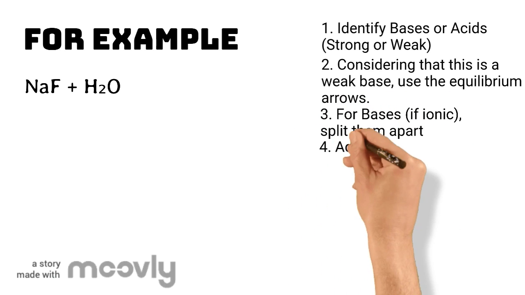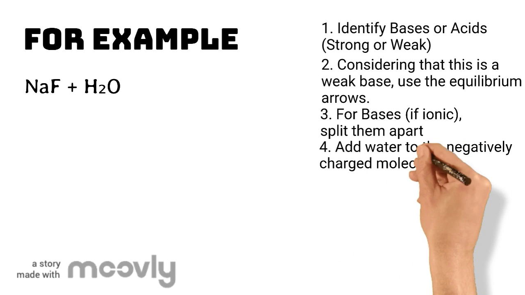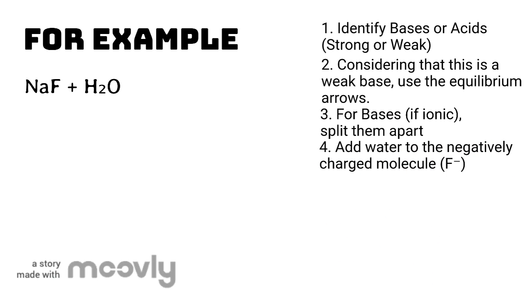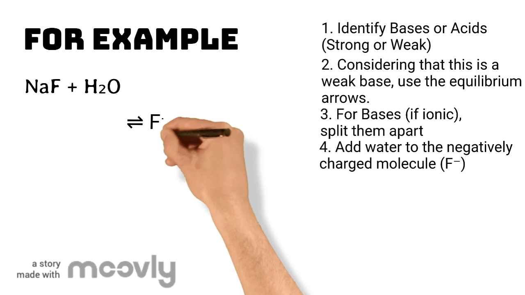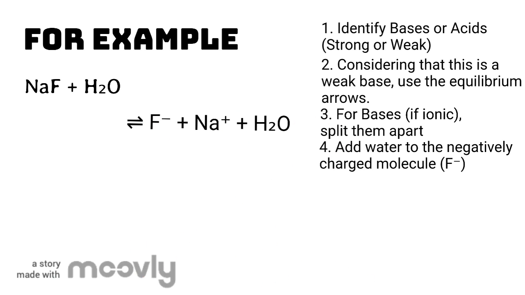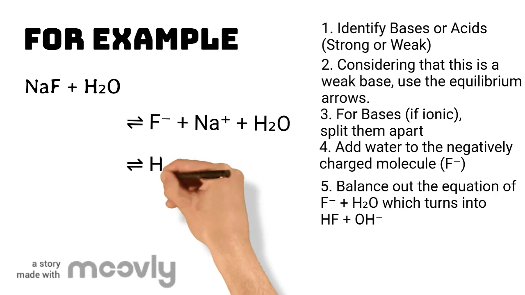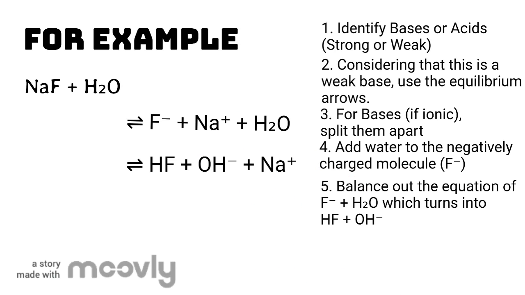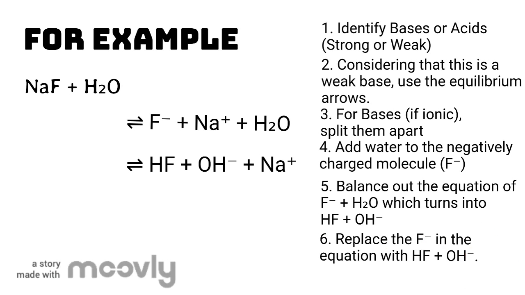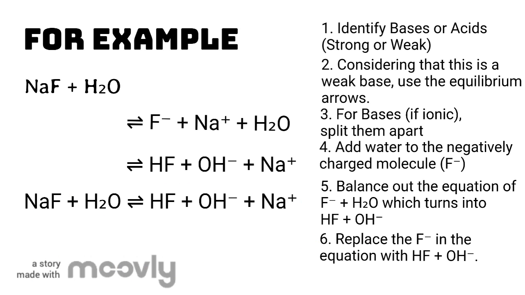Fourth step, add water to the negatively charged molecule F-. So the equilibrium is at F- plus Na+ plus H2O. Fifth step, balance out the equation. F- plus H2O turns into HF plus OH-. Equilibrium is at HF plus OH- plus Na+. The sixth step is to replace the F- in the equation with HF plus OH-.